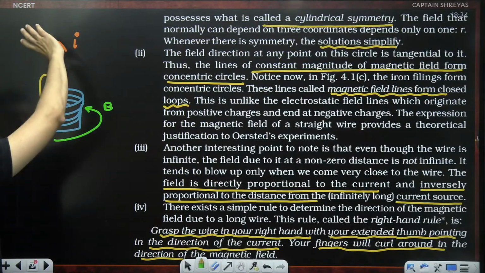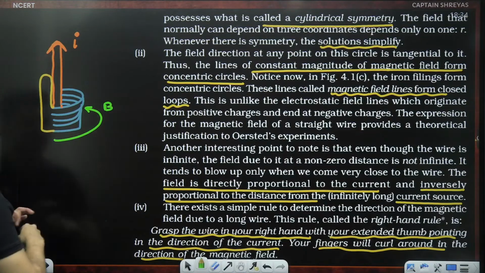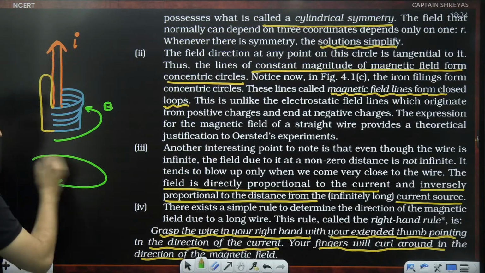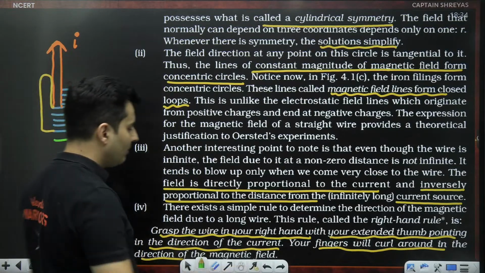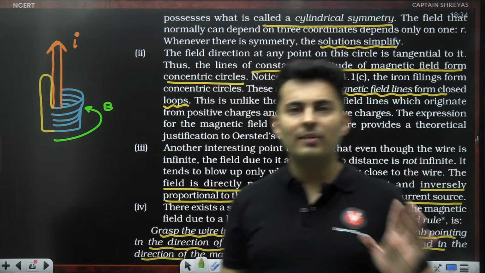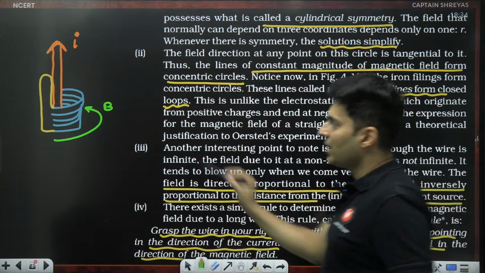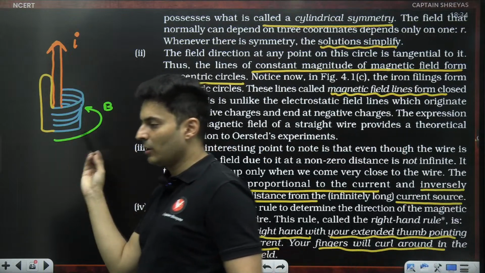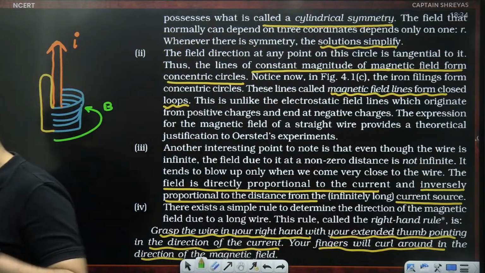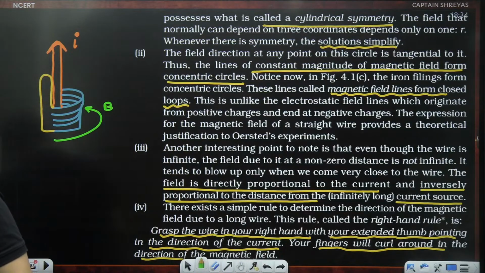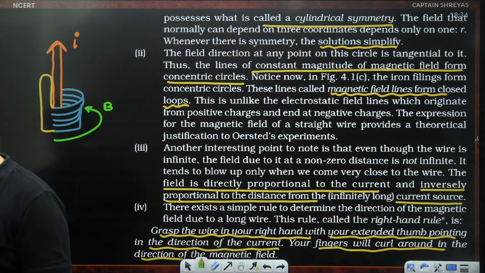If the current was going down, then the fingers will curve like this, then the magnetic field will be this way. Got it, my dear warriors? That's the simple way of determining the direction of the magnetic field, clockwise or anti-clockwise. Easily we can get it. Clear, everyone? Very good, Bhuna, Krishna, Madhumati, Sivali. Everyone with me on this?